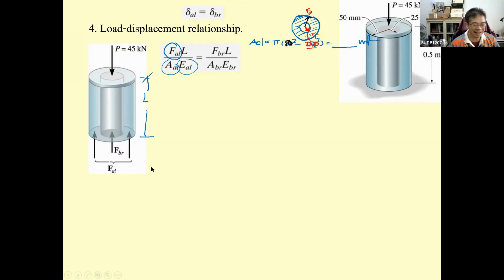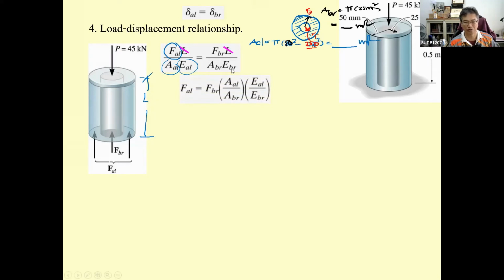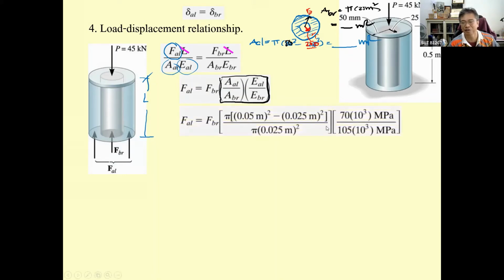And the inside, the core of this, the A of BR is going to be very easy. Pi times this one, only this one, pi times 25 millimeter square. Just put them in, and then beware about the unit that you use. Now, this is going to be the coefficient that relates the force in aluminum with respect to the force in the brass. Just be very careful on this.